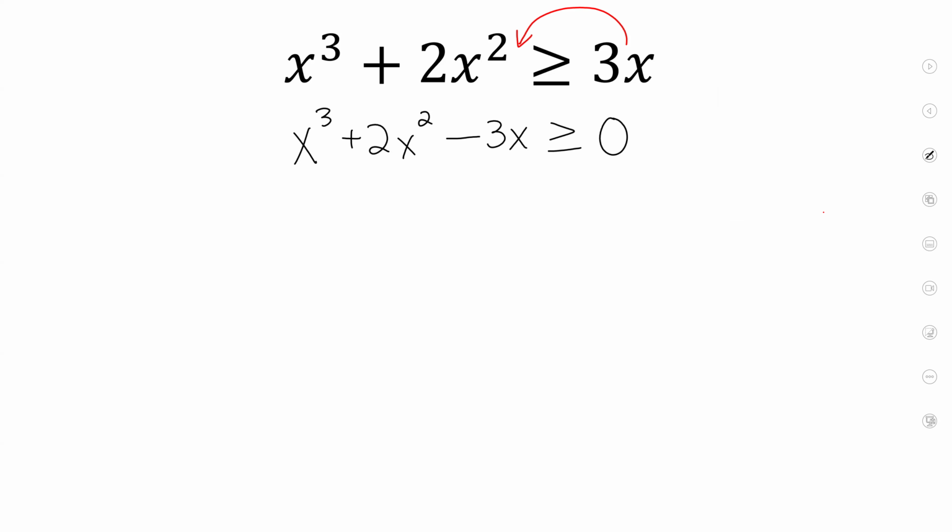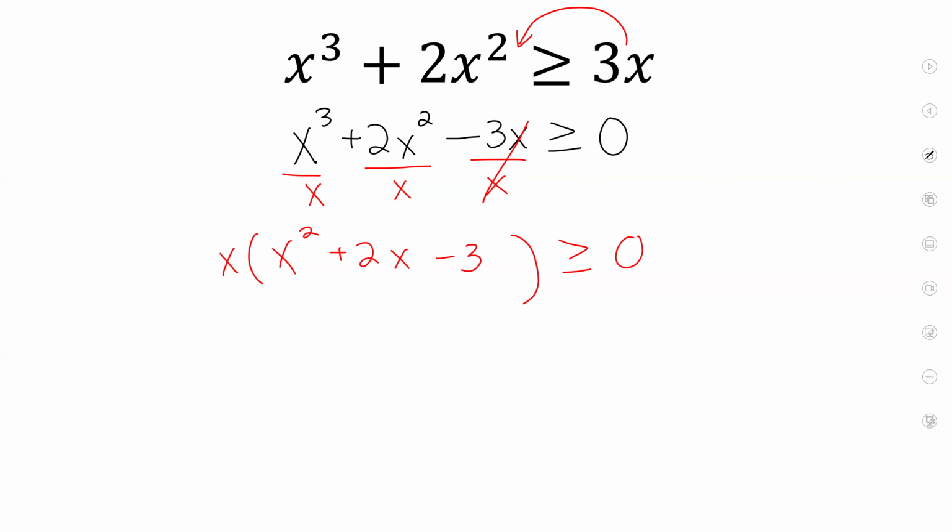Now I'm going to continue factoring this. These can all be divided by an x. So x will be on the outside. I'm left with x squared plus 2x minus 3 is greater than or equal to 0.